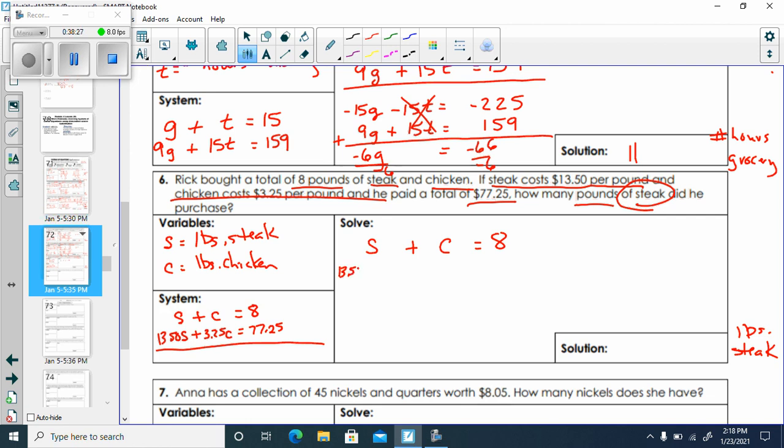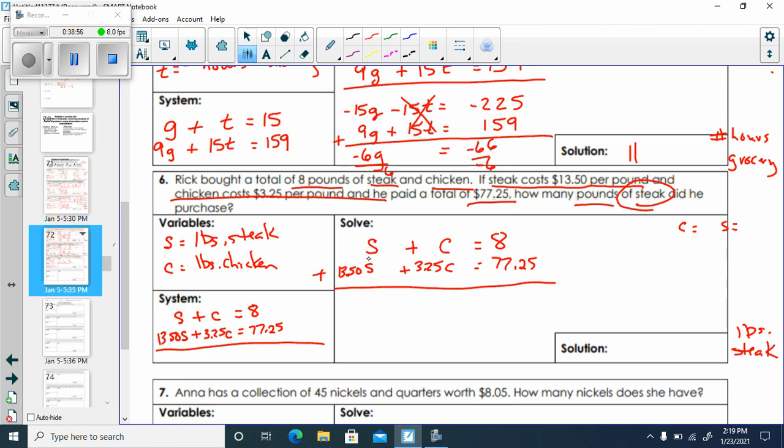$13.50 per pound times the number of pounds of steak plus $3.25 per pound times the number of pounds of chicken will give me the total cost, $77.25. See, these are different things here. As long as you got your C's over each other and your S's over each other, we're in good shape. Now, I don't have anything that says C is equal to or anything that says S is equal to, so I can't use substitution. I'm going to have to use elimination.